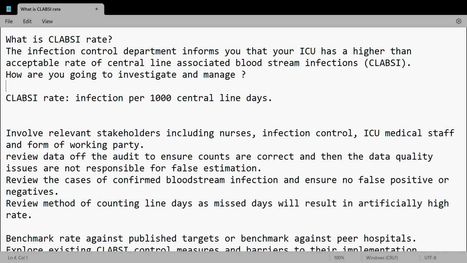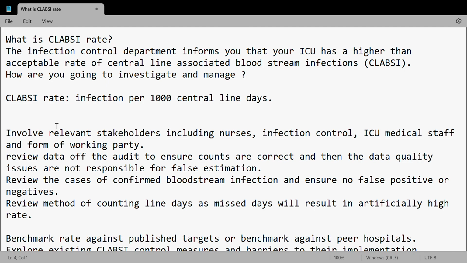So what's the CLABSI rate? Central line associated bloodstream infection per 1000 central line days. So infection divided by central line days times 1000. How do we investigate this?